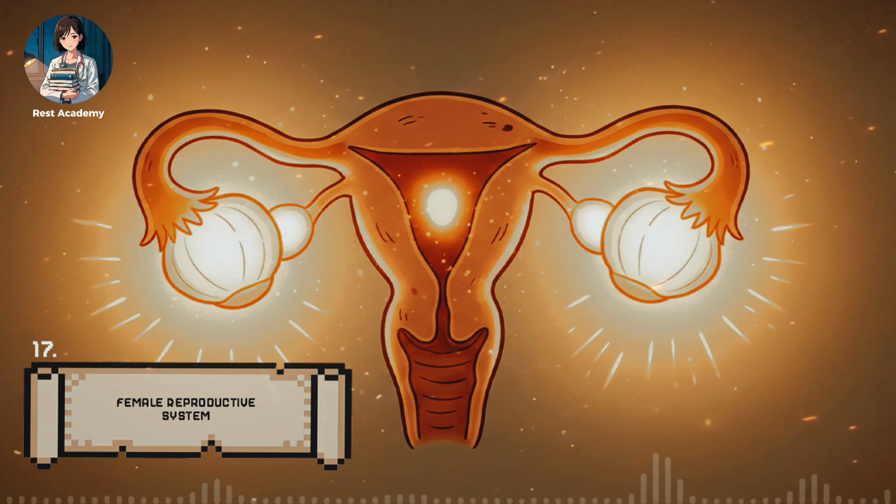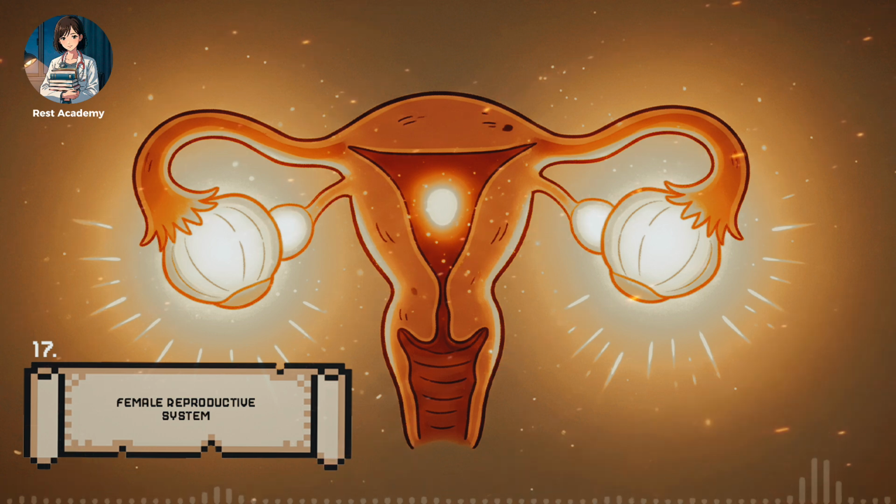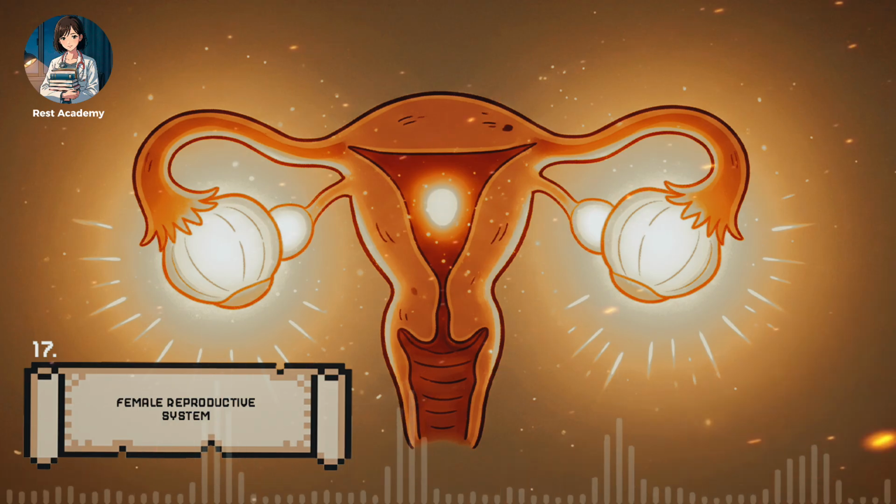The ovaries are paired gonads with an outer cortex containing follicles at various stages and an inner medulla with vessels and stromal tissue. They rest in a shallow depression, the ovarian fossa, on the lateral pelvic wall, bounded by external iliac vessels above and ureter posteriorly.